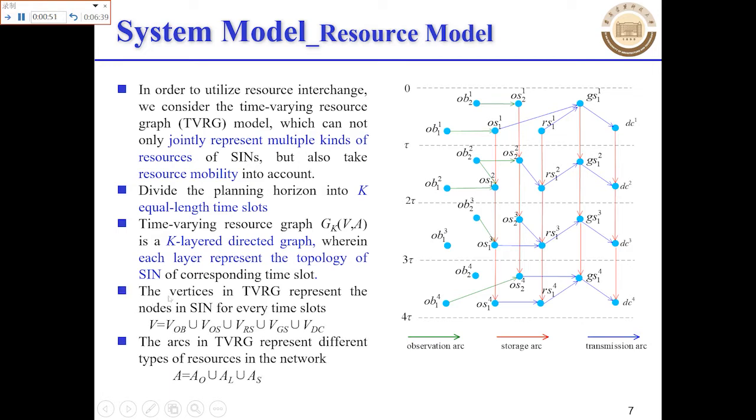And the vertices in TVRG represent the nodes in SRN for each slot, and the arcs in TVRG represent the different types of resources in the network. There are three kinds of arcs, which are observation arcs, storage arcs, and transformation arcs, which represent the observation, storage, and transmission resource in SIN respectively.